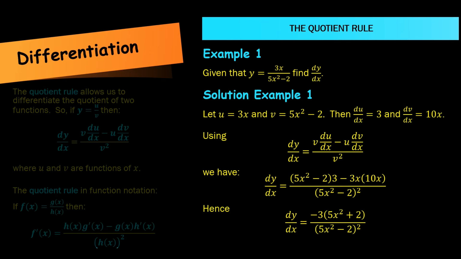And so if we tidy up and factorise, we have minus 3 times 5x squared. We've collected the x squared terms together. Minus 3 times 2, as shown here. All over the denominator, which remains the same. And so we have our expression for dy dx.